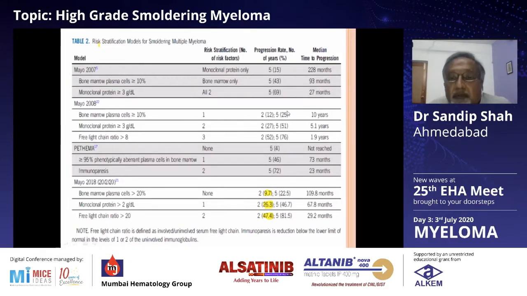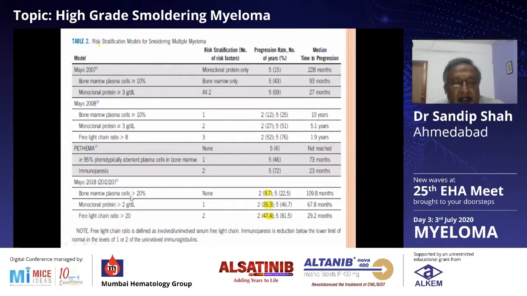And you can see the progression rate. If there is only one factor, then the 2-year progression is 12%. If there are two factors present, it is 27%, and if all three factors are present, then progression at 2 years is 52%. Similarly, this is the PETHEMA model, and you can see the 5-year progression rate if none of the factors is present is 4%. If one factor is present, it is 46%, and otherwise it is 72%. And similarly, the median time to progression decreases if more factors are positive.